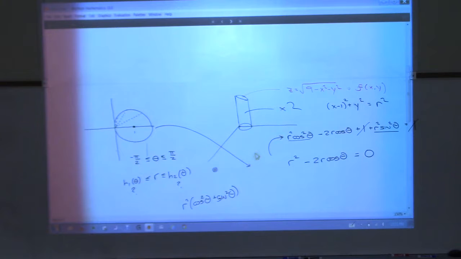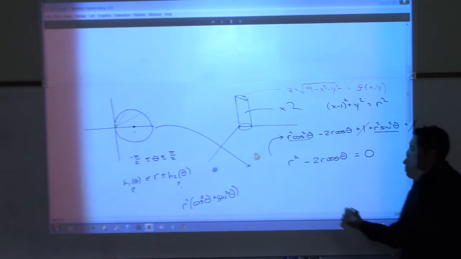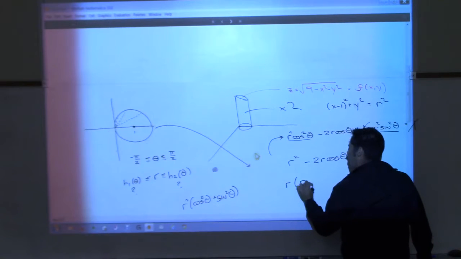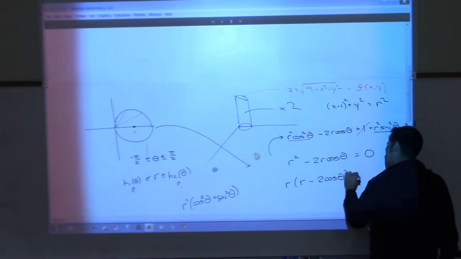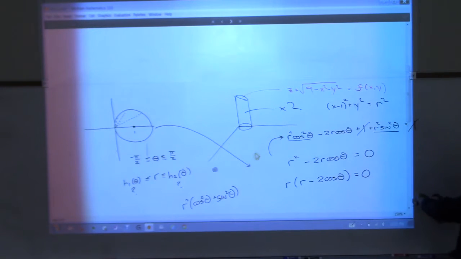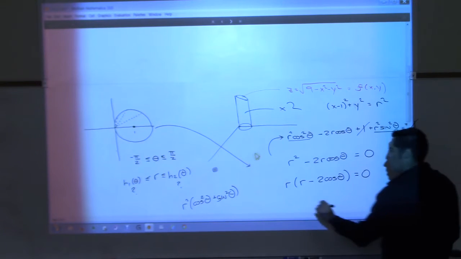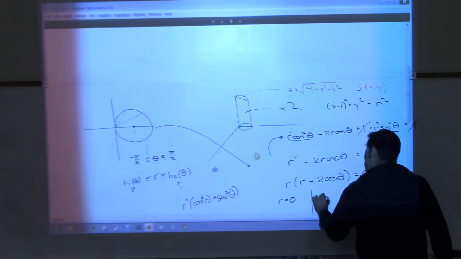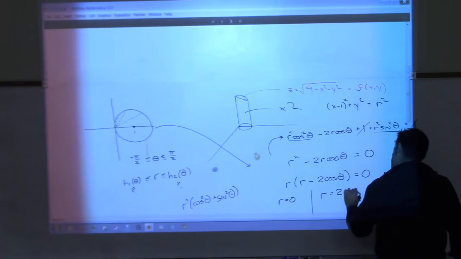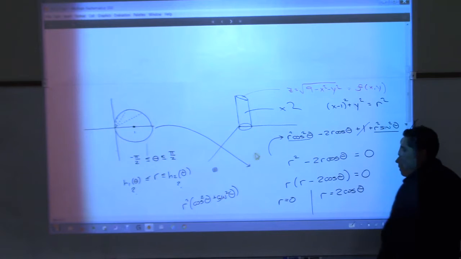Would you factor out an r? Now we factor out an r. So if I factor an r out, I get r times (r minus 2 cosine theta) equals 0. So you have two different solutions here. r is 0 or r equals 2 cosine theta. There we go.